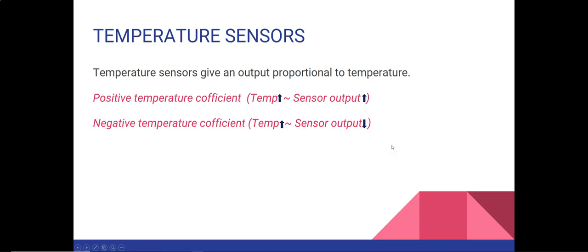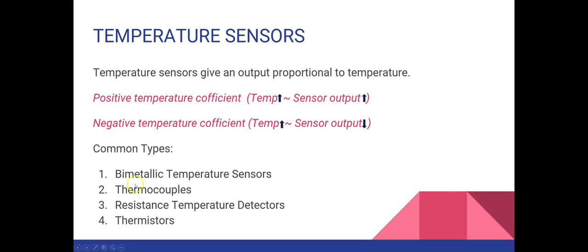Now we're gonna see some of the common types of temperature sensors. First, bimetallic temperature sensors. Second, thermocouples. Third, resistance temperature detectors. Fourth, thermistors.